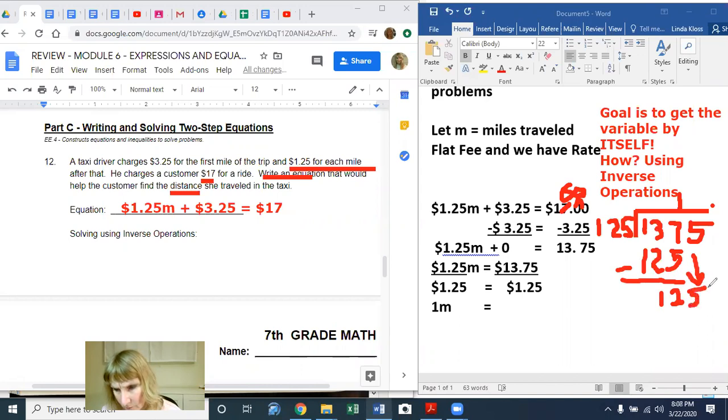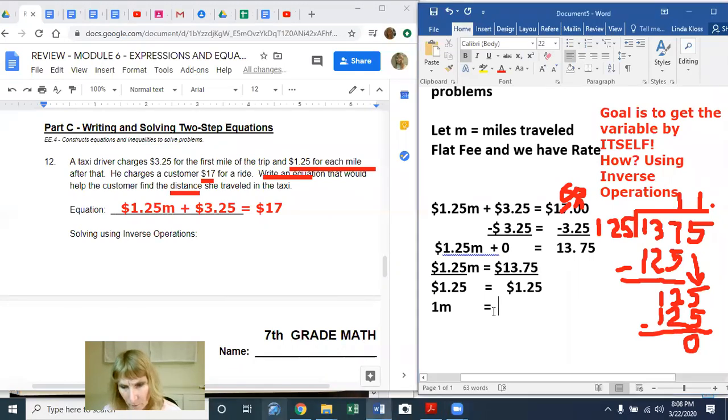And I'll bet you everybody can figure out 125 goes into 125 how many times? Exactly 1. And then I multiply 125 times 1. That'll give me 125. And I subtract the 2 and I get 0. So the answer, go back to my problem over here. The answer to $13.75 divided by $1.25 is equal to 11. I can drop the 1 because 1 times any number is just the number. M is equal to 11.